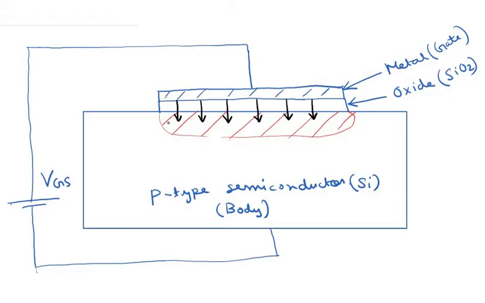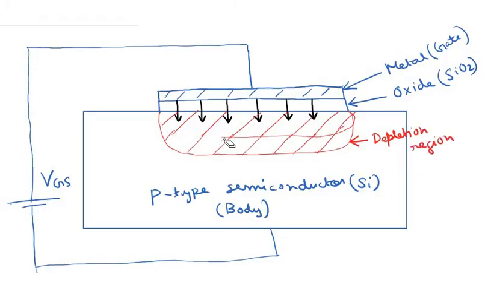Now if we increase the voltage VGS, then more holes would be repelled away from the surface. So this region which contains negative immobile charges would increase. And this region is a depletion region because the charge in this region consists of immobile ions. So this is our depletion region. If we keep on increasing VGS, the thickness of the depletion region would increase.